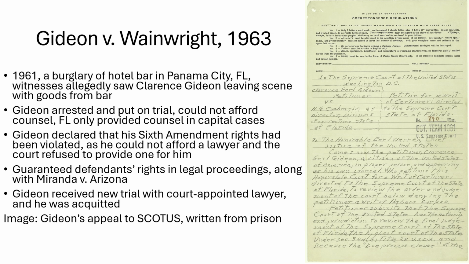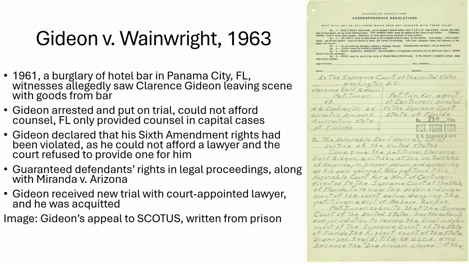This is Gideon v. Wainwright, 1963. In 1961, there was a burglary at a hotel bar in Panama City, Florida. Witnesses allegedly saw a man named Clarence Gideon leaving the scene with goods from the bar, wine bottles and things of that nature is what they thought Clarence Gideon was carrying. Gideon was from a low-income background. Gideon had been homeless for a large part of his life as well, and he was arrested and put on trial. He could not afford counsel to defend him in court.